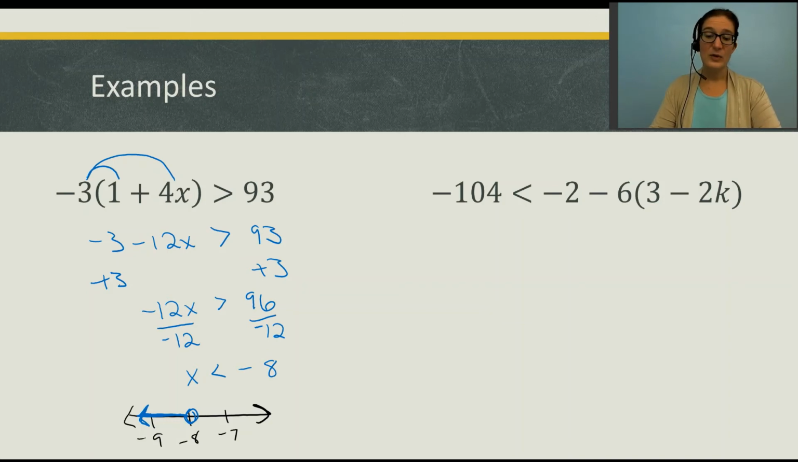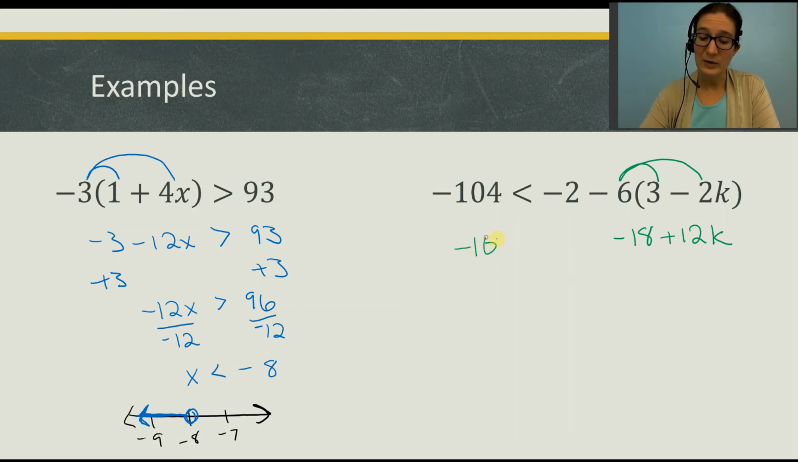For this one, again, we want to make sure that we are distributing to get rid of these parentheses. So I'm going to take that negative 6 and multiply it with the 3. That gives me negative 18. I will take the negative 6 and multiply it with negative 2. Negative times a negative gives me a positive. Don't forget your k. I haven't done anything to the rest of the problem, so I'm rewriting it so I don't forget. And there's my negative 2.